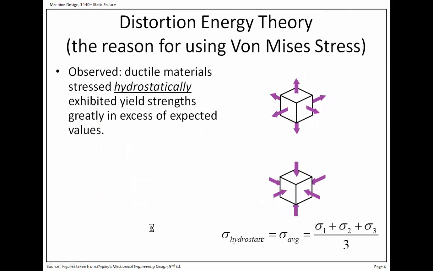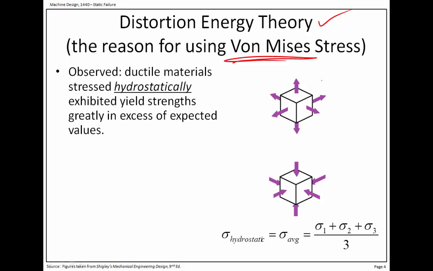Now, the next one, and this is the most common, the most widely used, is distortion energy theory. It's also known as von Mises, and when we calculate, we get von Mises stress. I'll go through this relatively fast because there's a lot of math involved.